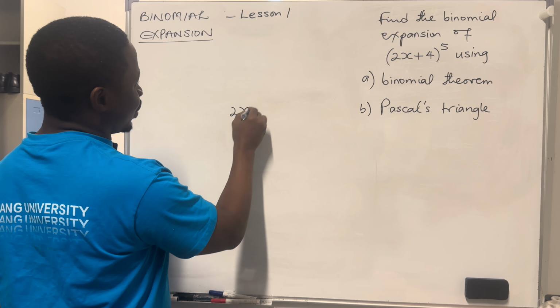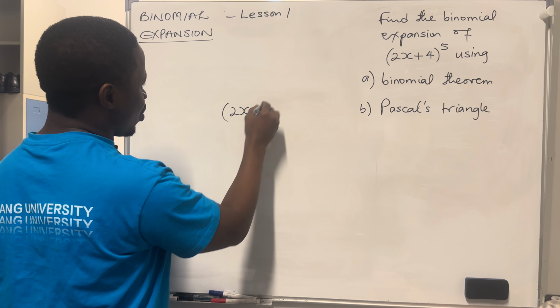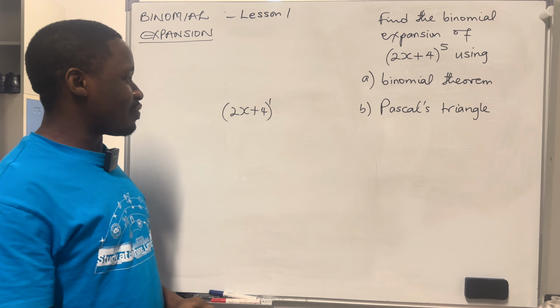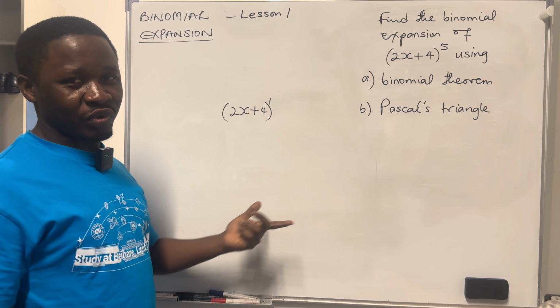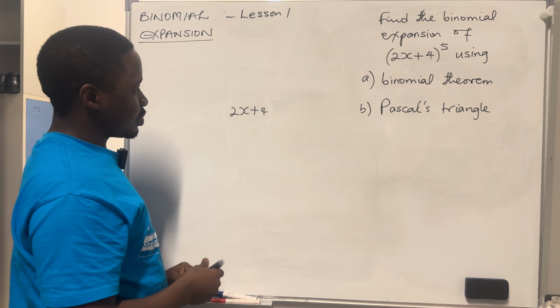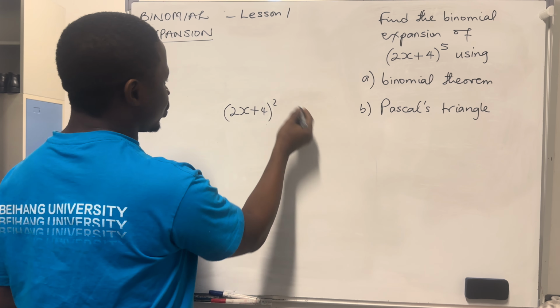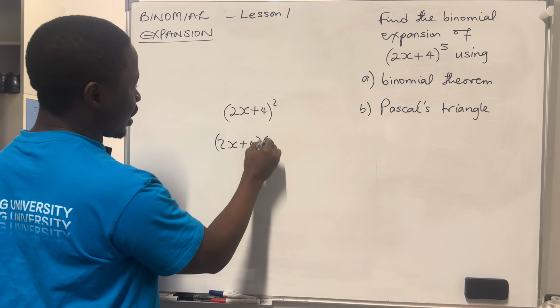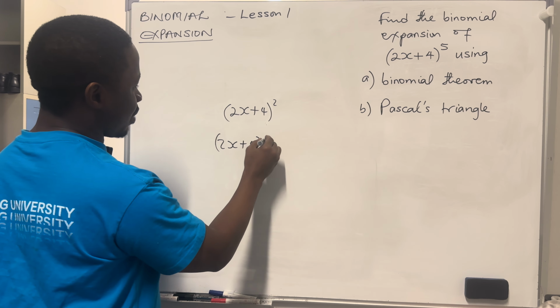If you have 2x plus 4 raised to power 1, you already know that any value raised to power 1 is the same as the value. So 2x plus 4 raised to the power 1 is the same as 2x plus 4. But if the power is 2, usually we say 2x plus 4 multiplied by 2x plus 4. Why? Because 3 squared means 3 times 3. 8 squared means 8 times 8. So the bracket square means the bracket times the bracket.